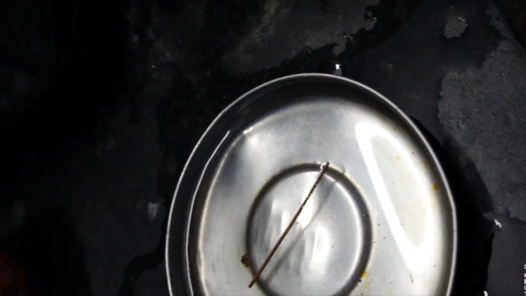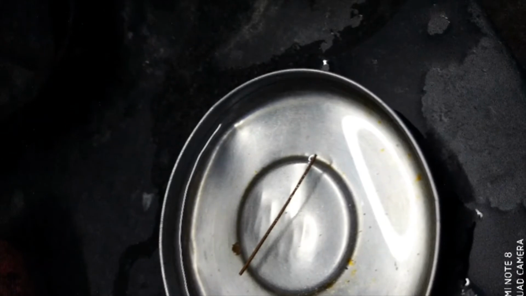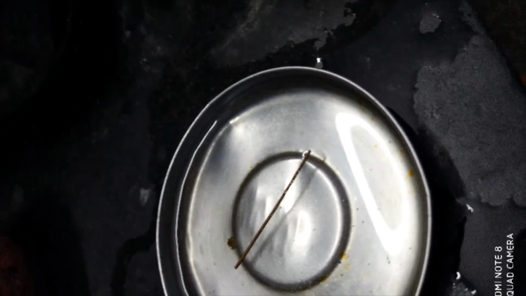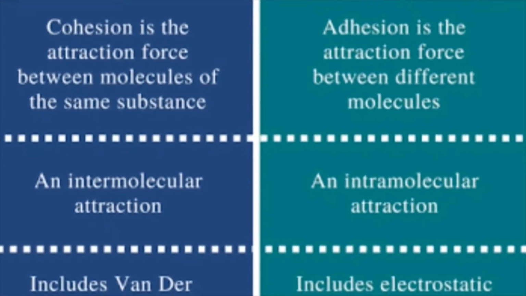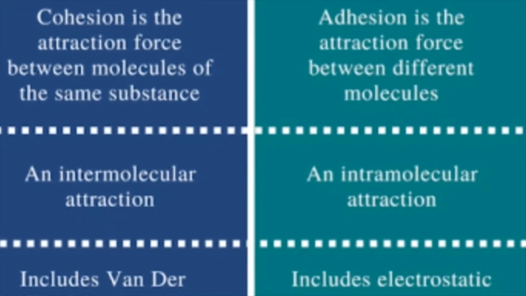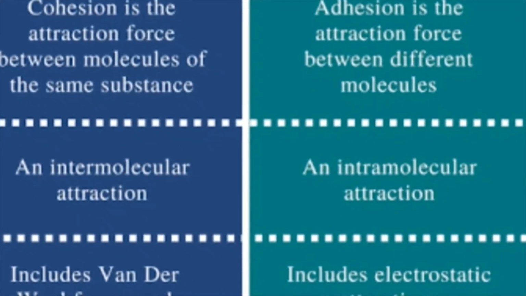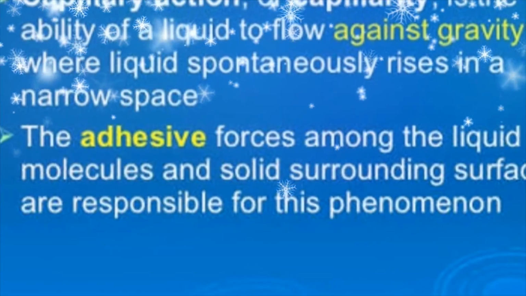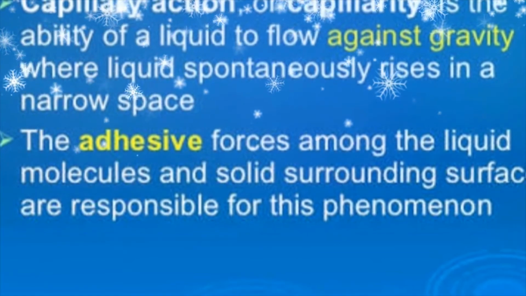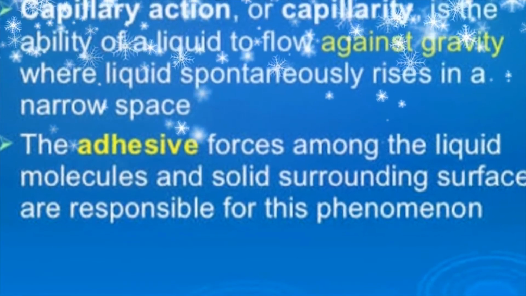Now suppose the beaker is made of glass. In that case, the force between the water molecules is lesser when compared to the force between the water molecules and the glass. So here the adhesive force is greater than the cohesive force. Okay, let's come to the conclusion.